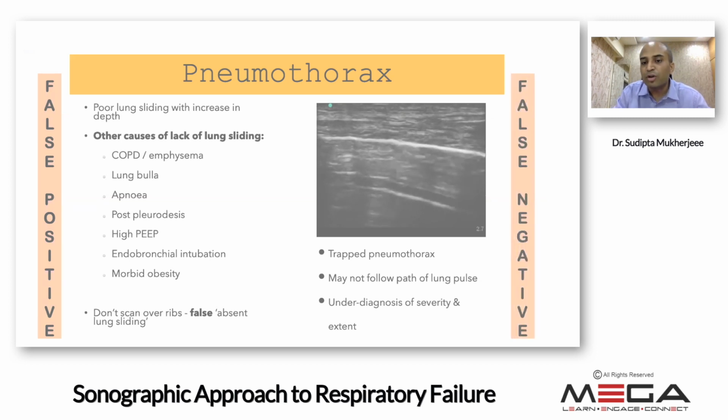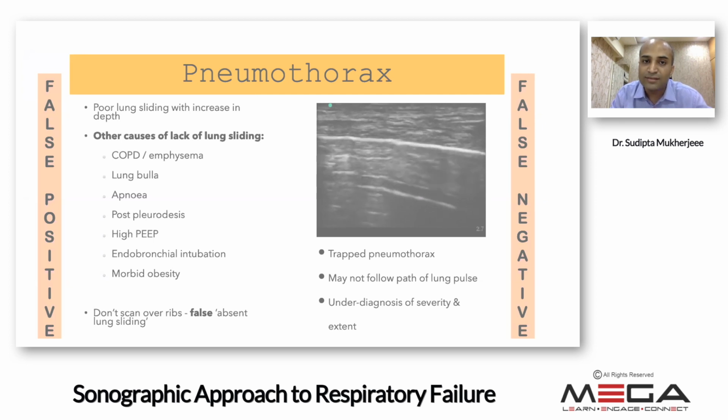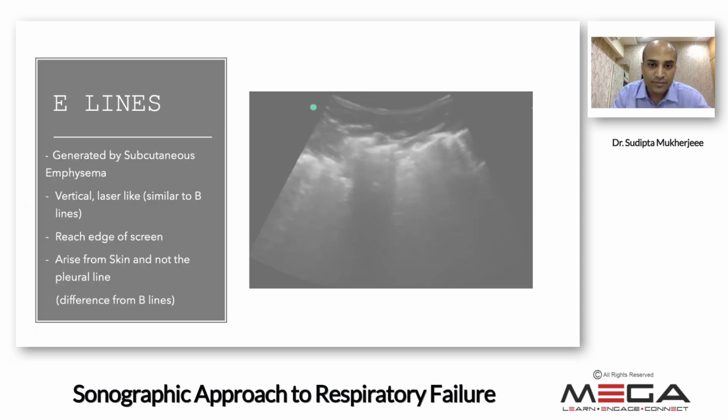That may happen because of a trapped pneumothorax. The ultrasound may not be tracking the proper pathway of the lung and fail to pick up the lung pulse. And also with ultrasound, we cannot diagnose the severity and the extent of pneumothorax. So we need to remember the sensitivity of ultrasound for picking up pneumothorax is not that great. It is around 70%, as good as chest X-ray. So if the patient is clinically deteriorating, we should consider a CT chest.